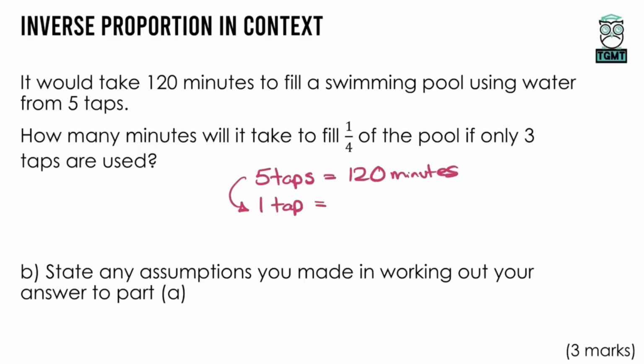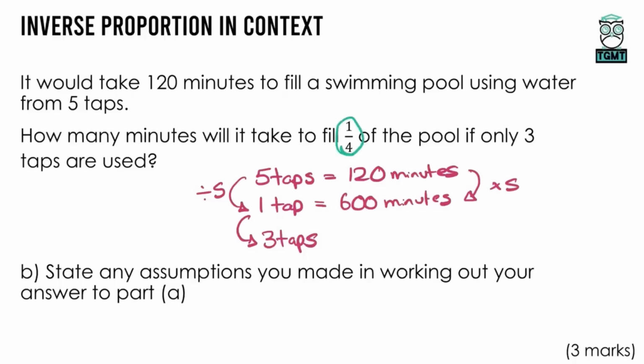So if we're going down to 1 tap, we actually just do the opposite of what we normally would. So here, where we're dividing by 5, on the opposite side here, we need to multiply by 5. So 120 multiplied by 5 would give us 600 minutes. So with inverse proportion, whatever we do on the left, we're going to do the opposite on the right. Now the whole point of this is we want to know what 3 taps are going to take. We'll forget about this quarter of the pool for the minute, and we'll deal with that after we've found out the full pool.